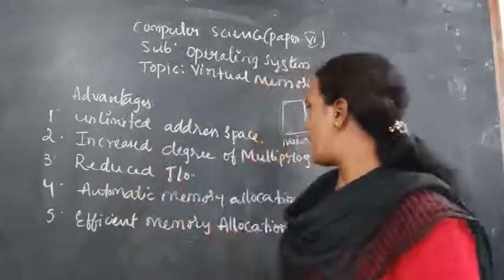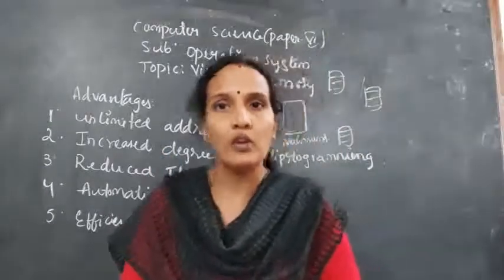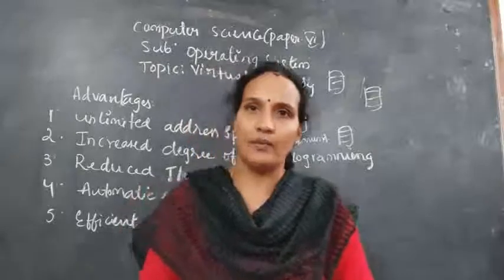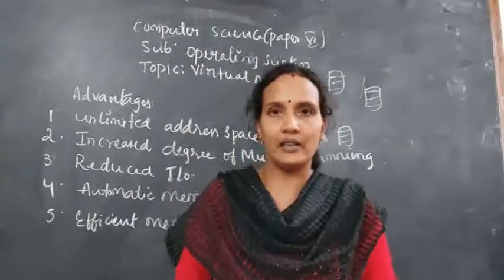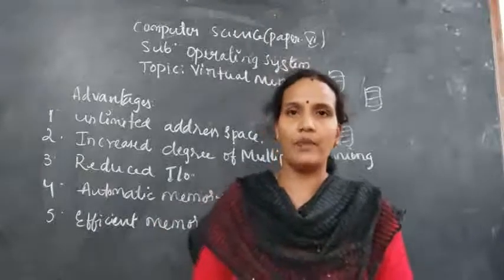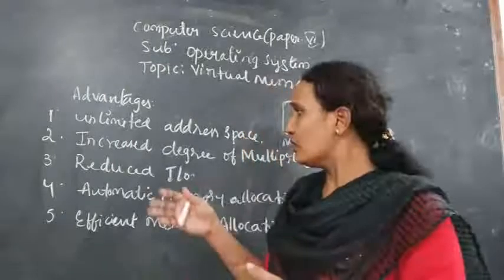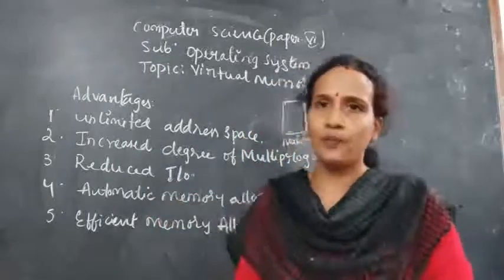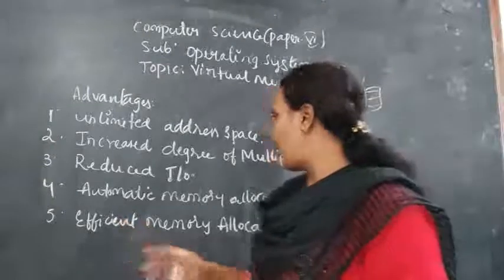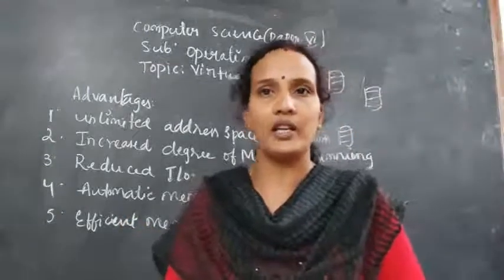Now come to automatic memory allocation. Memory is allocated to the pages automatically based on the demand. If more pages are to be loaded into the main memory, memory is automatically allocated to that process, so that is also one of the advantages of virtual memory. Now come to efficient memory allocation. How is it giving efficient memory allocation?